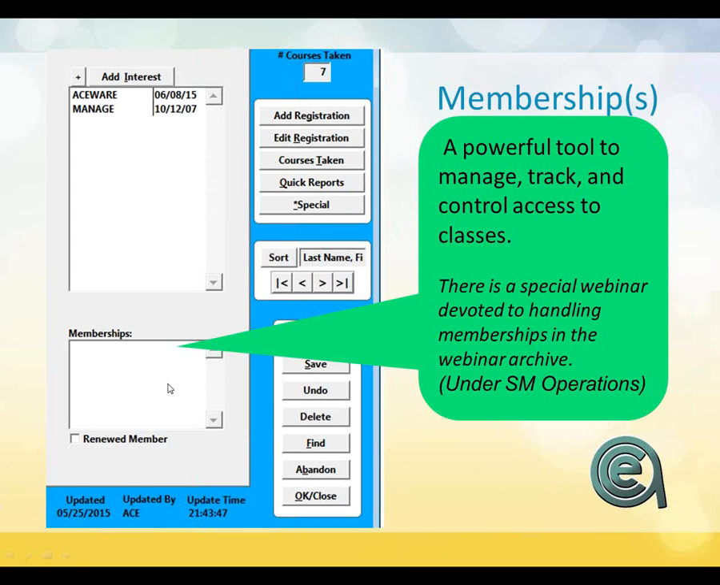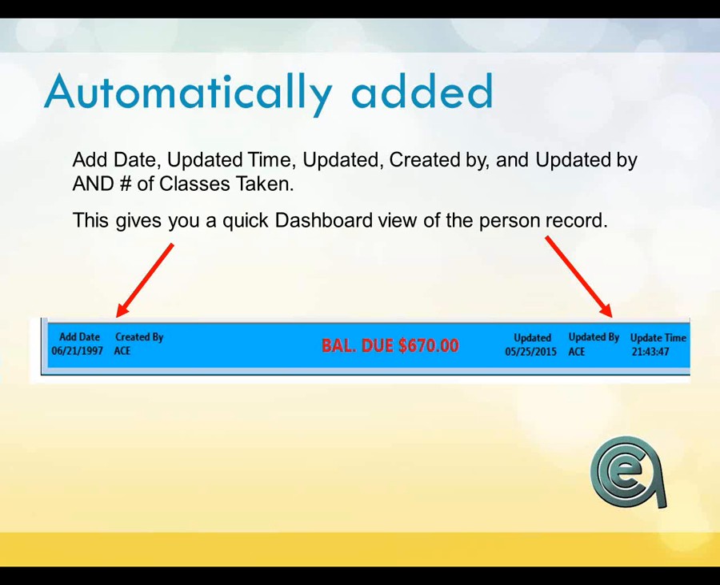Memberships, again, I just talked to an OSHA program this morning. If you have an OLLIE program or any kind of membership-based program, there is an integrated tool to track memberships, expiration dates on memberships, and controlling access to classes or offering membership discounts to classes. And again, there is a special webinar on that in the Webinar Archive area of the Student Manager Customer or the ACEware Customer Resources.